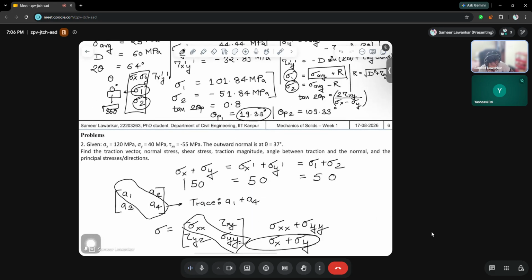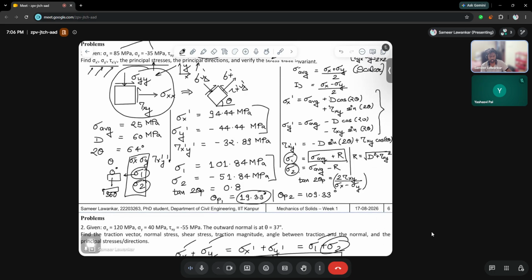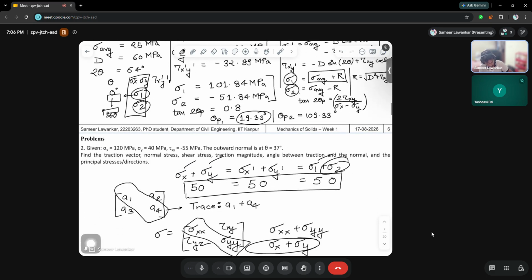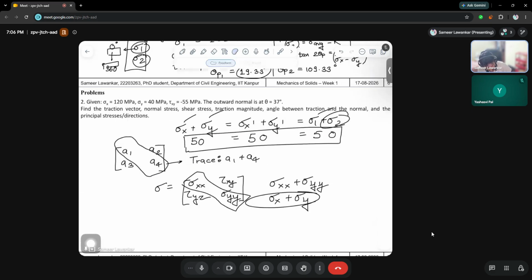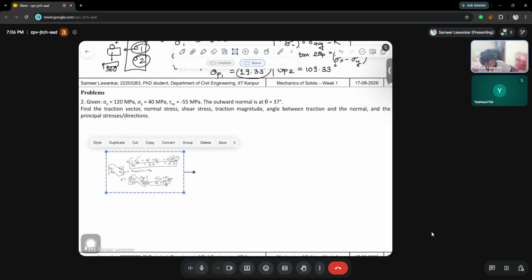Okay, so this is one of the interesting mathematical consequences which comes into picture in stress trace invariant. Some questions can be solved using this concept. Let us suppose you know sigma x and sigma y and you know sigma 1, then sigma 2 can be calculated directly. You don't need to use the formula of sigma 1 and sigma 2, calculate sigma average, calculate r, and so on. You can calculate it directly using stress trace invariant. Fine. I will just put it somewhere here so that we can go with the next question.